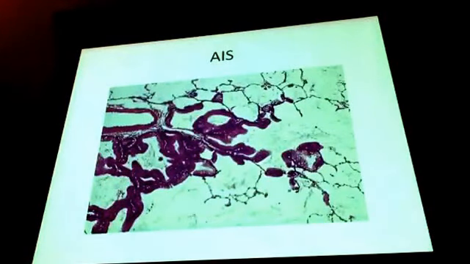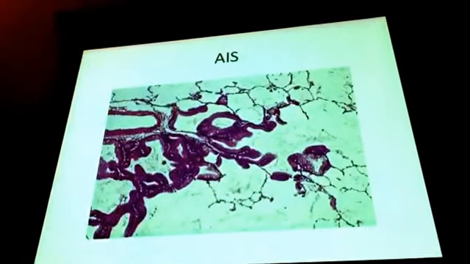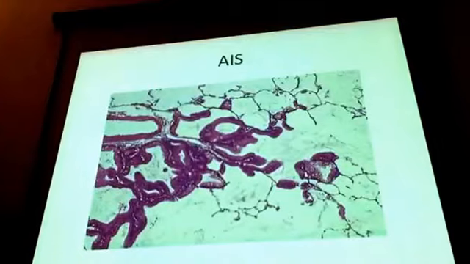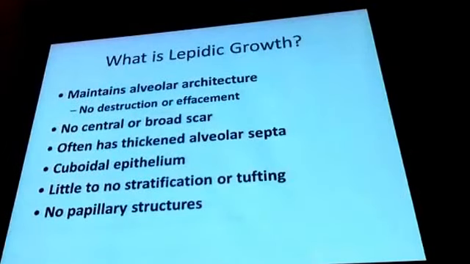That would look something more like this, where you see taller cells and columnar mucinous epithelium. It would look like this appearance. And you see it's still growing along these delicate alveolar walls. So lipidic growth, this is derived from something that looks like a scale. So it's on the surface.